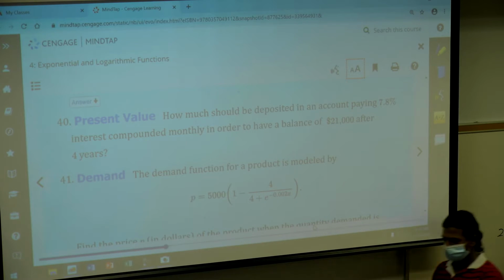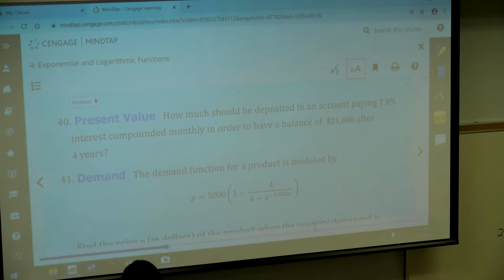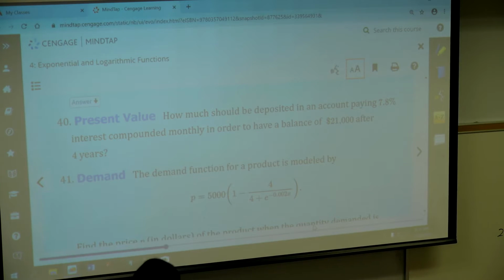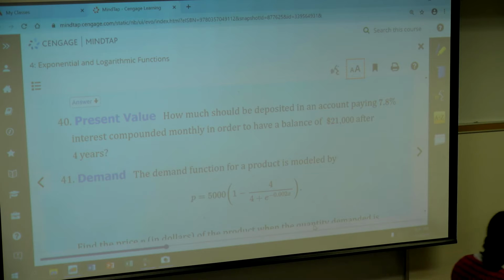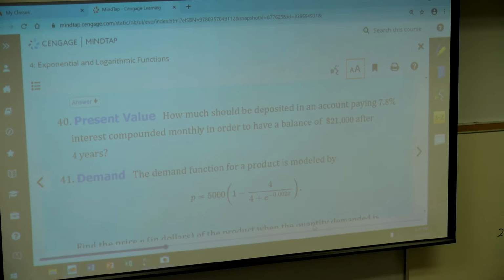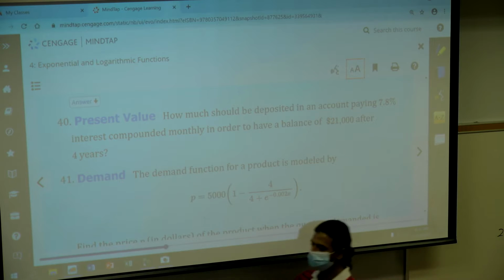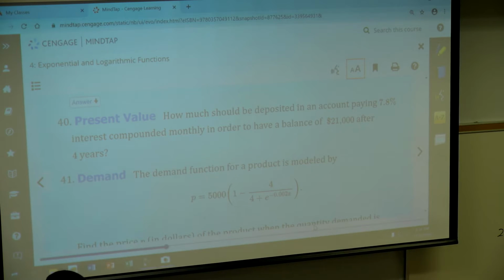So if I deposited $15,387.14 over a period of 4 years, if that interest is applied each month, I would end up getting 21,000 at the end of 4 years. Does that make sense? As I said, if it is continuous, then we need logarithms, but we haven't talked about logarithms yet.